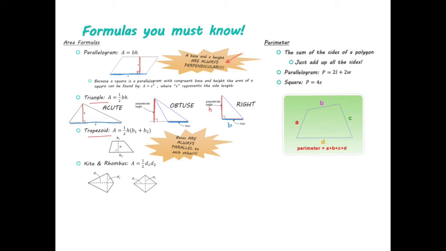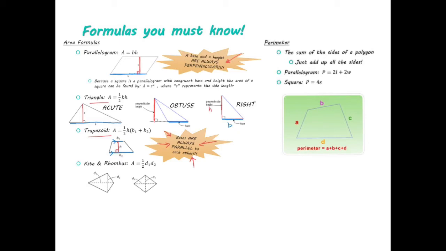Now with the trapezoid, there's a very important concept here: the bases are always parallel to each other. That's why we see base 1 and base 2 here being parallel. And you can see that the height is perpendicular to both of those bases.